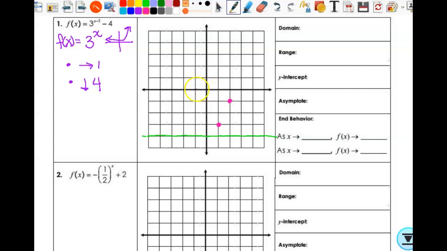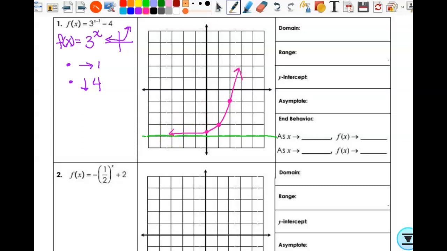Then I'm going to substitute a -1 in here. 3 to the -1 power would be what? 1/3, right? So I go to -1, 1/3. Move to the right. Right here, I move to the right 1 and go down 1, 2, 3. Oh, wait, I'm sorry. It's negative. I moved over 2. Move to the right 1 and down 4. Looks about like that.